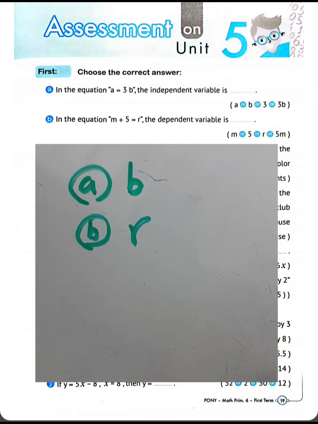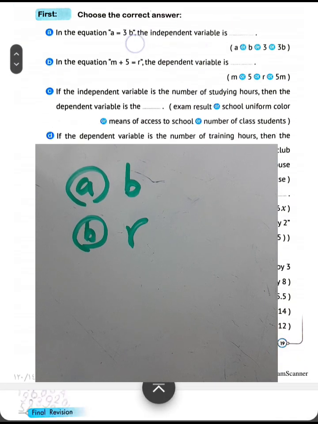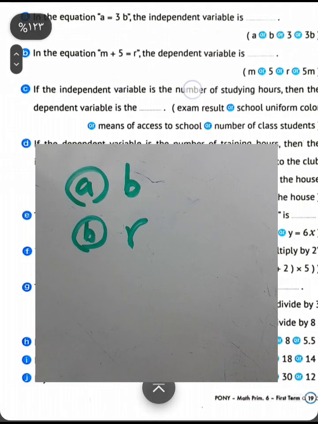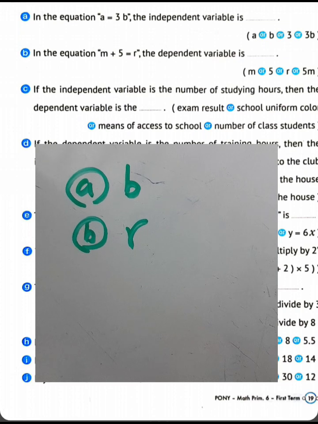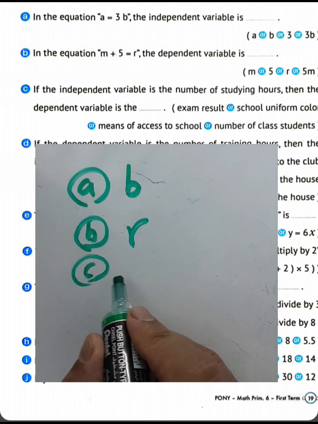First, choose the correct answer. Letter A: in the equation a equals 3b, the independent variable here will be p. Letter B: in the equation m plus 5 equals r, the dependent variable here will be r. Letter C: if the independent variable is the number of studying hours, then the dependent variable will be the exam result. Letter C, the dependent variable here is the exam result.